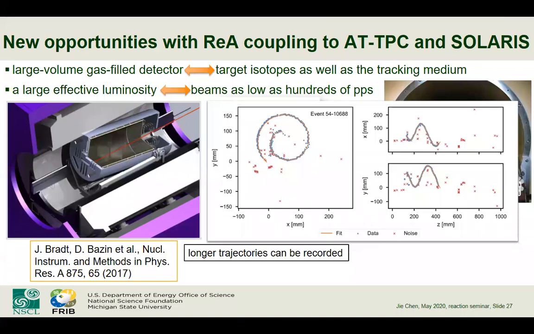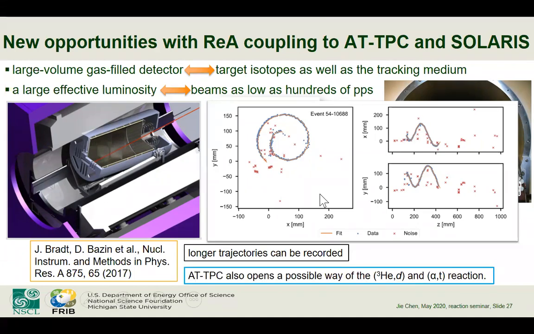Here I show you one example of a charged particle within the ATTPC. You can see that the charged particles were bent by the magnetic field while slowing down in the gas of the ATTPC. And also, the ATTPC opens a possible way to study proton-iodine reactions, which is not accessible with a normal solid target.